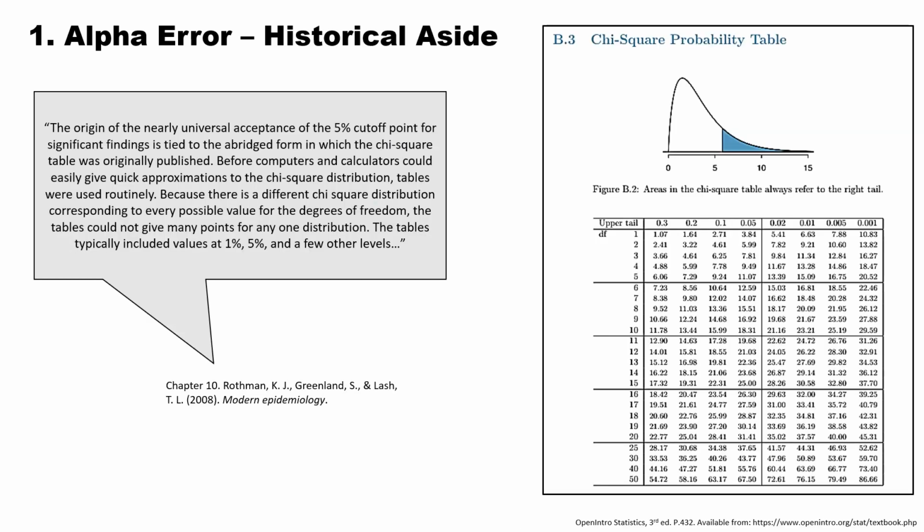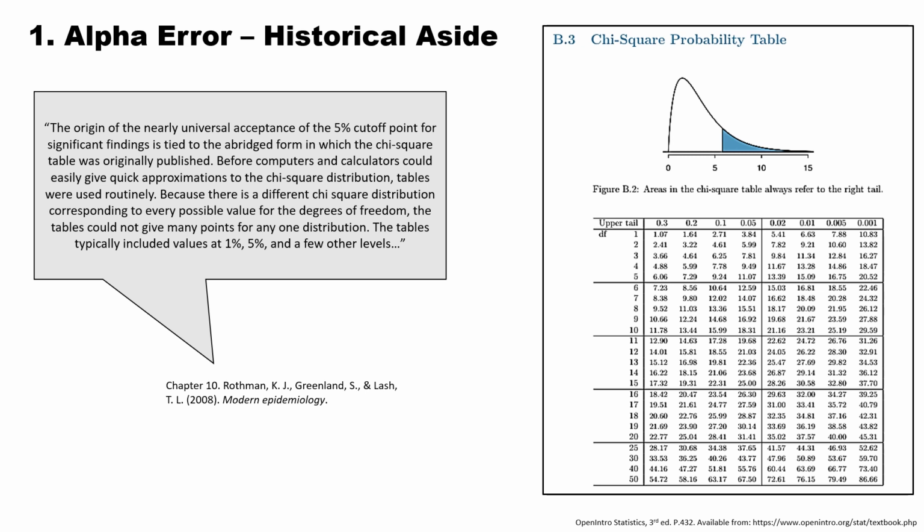So there's an important historical aside here, which is going to come into play kind of throughout the presentation as defining the way that we practice in terms of reporting statistical results today, but we don't necessarily conduct our statistical testing the same way. So to quote modern epidemiology here, the origin of the nearly universal acceptance of the 5% cutoff point for significant findings is tied to the abridged form in which the chi-square table was originally published.